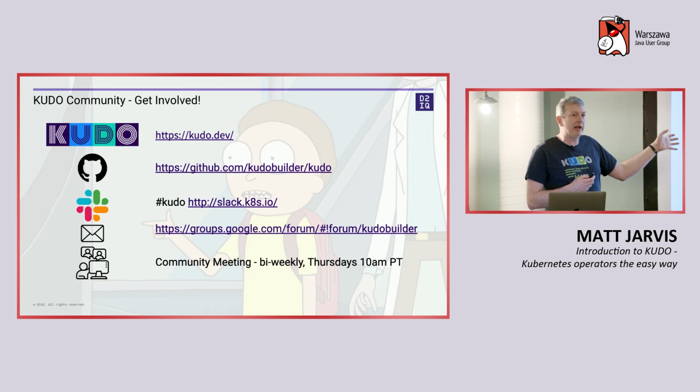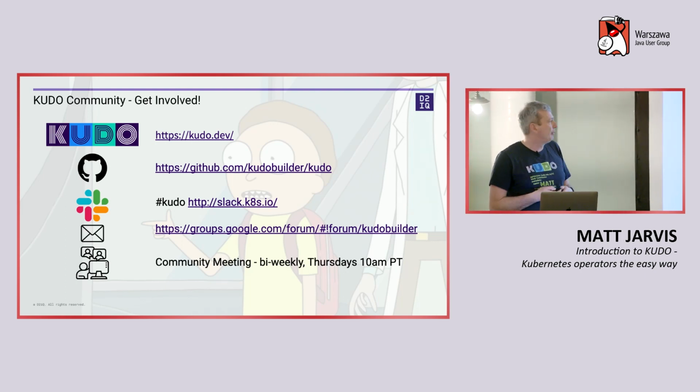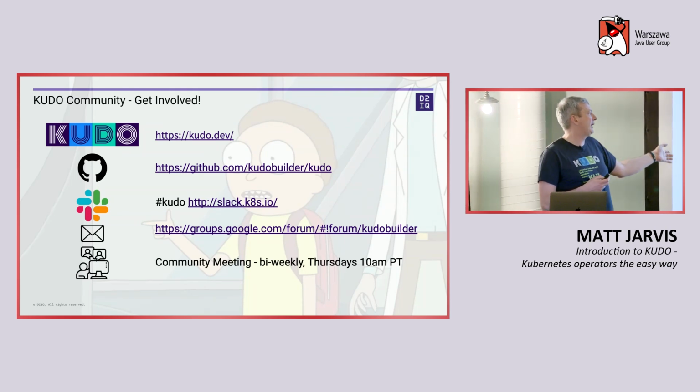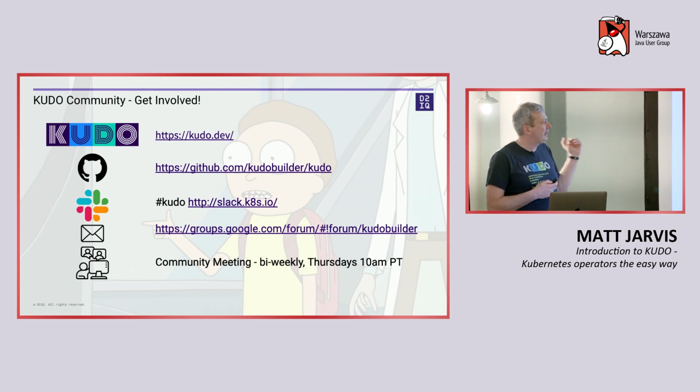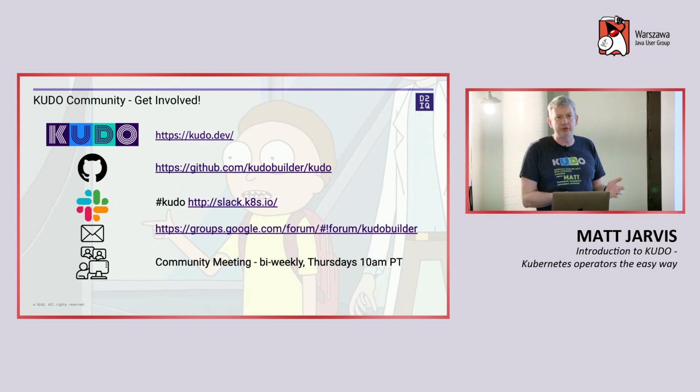There's the #Kudo channel on the Kubernetes Slack, which is where all of the development work happens. We also have a mailing list with the URL there. And there is a bi-weekly community meeting video chat. You're welcome to come along, hang out there, ask questions.